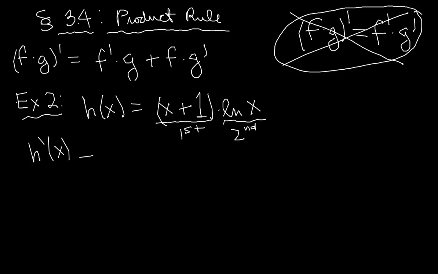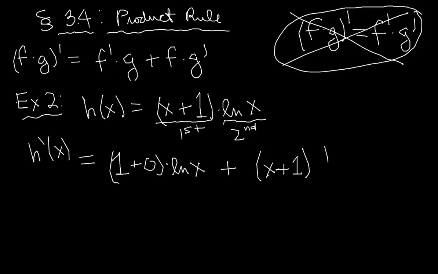Okay, so h prime is going to be derivative of the first, that's just 1 plus 0, times the second, plus the first times derivative of the second, but derivative of natural log is just 1 over x. Alright, and so what do we get? We get ln x plus, well, distributing the 1 over x gives us x over x, which is 1, plus 1 times 1 over x, which is 1 over x. And that's what the derivative would be.